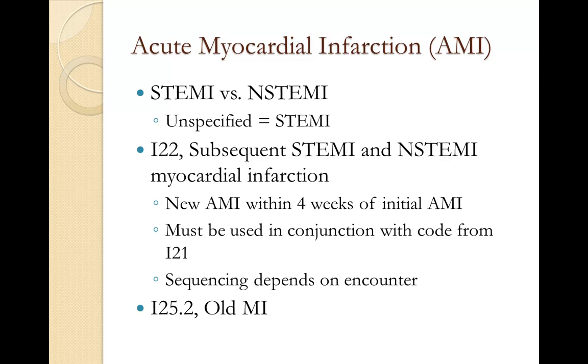Now that doesn't mean the I21 is always going to be sequenced first. Let's say a patient suffered an MI 3 weeks ago and everything was fine, they were sent home, and then they were admitted again today with a new MI. Well, it's the subsequent MI we're going to be dealing with in terms of treatment. So we would sequence the I22 first, but we still want to code the I21 to indicate that there was another MI that occurred within the last 4 weeks. We do still have our old MI code, I25.2, and basically that's just to indicate a healed MI.